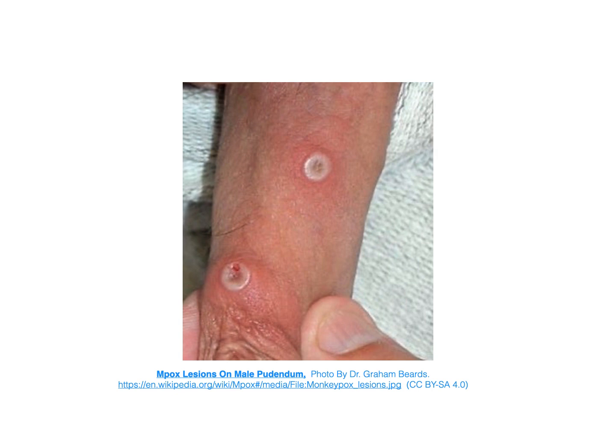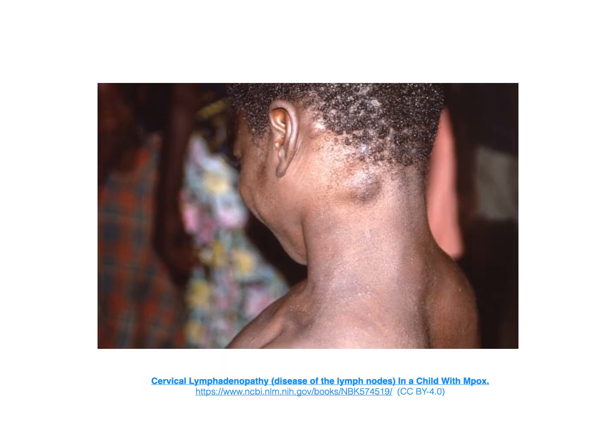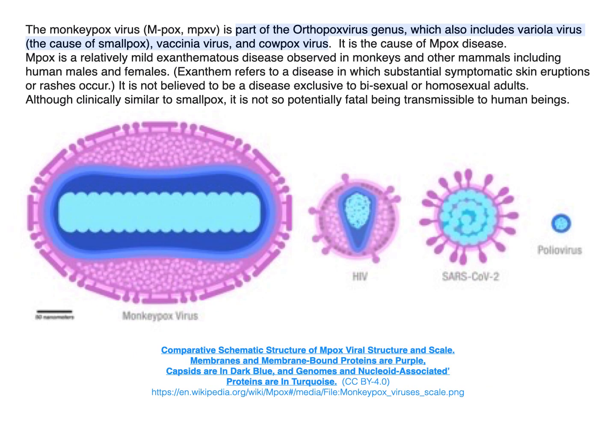M-pox lesions on male pudendum. Cervical lymphadenopathy in a child with M-pox. Comparative schematic structure of M-pox viral structure and scale. Membranes and membrane-bound proteins are purple. Capsids are in dark blue, and genomes and nucleoid-associated proteins are in turquoise.